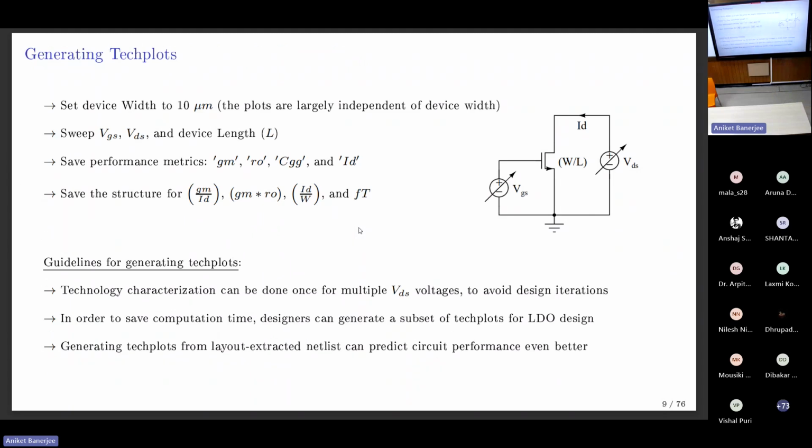In order to generate these plots, we take a simple FET. This is step one of designing analog circuits. Instead of jumping into, say, if you're designing a differential amplifier, starting with the differential amplifier, stop, go back, look at the FET, and characterize it this way. So you sweep VGS, sweep VDS over the FET. It's largely width independent. All the forms that we showed you are largely width independent. So you characterize the FET and get performance metrics like gm, ro, CGG, ID. All these are going to tie to the figures of merit that we spoke about. So save these: gm/ID, gm*ro, ID by W, fT.